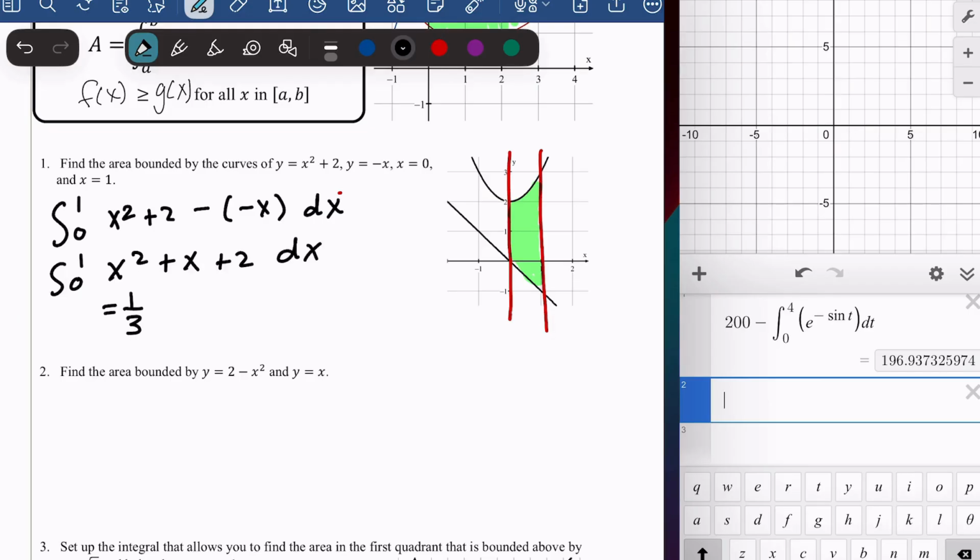This would be 1/3 x cubed plus 1/2 x squared plus 2x.